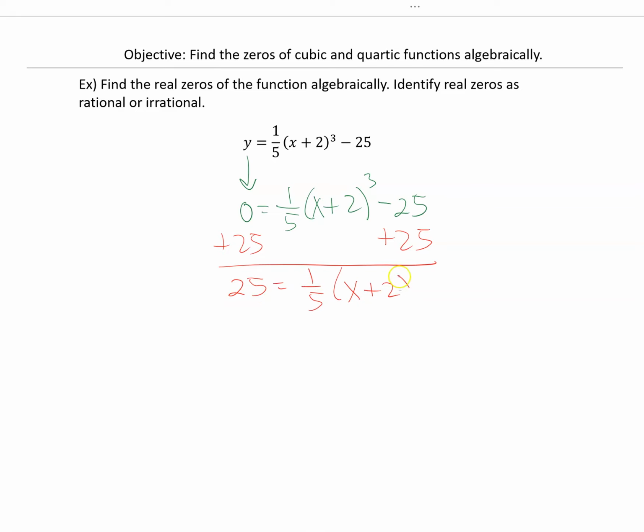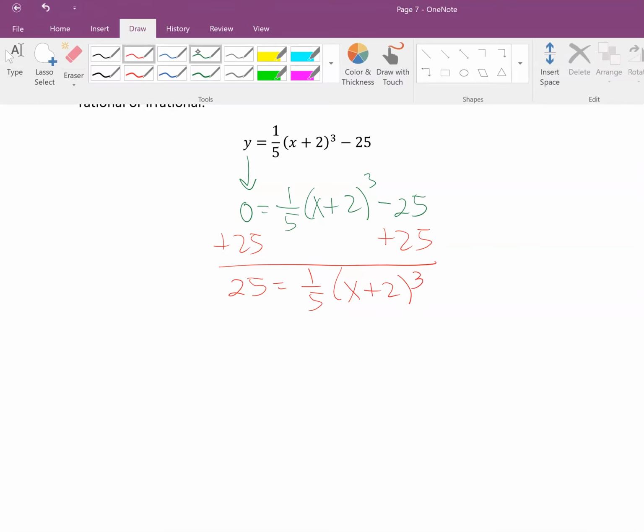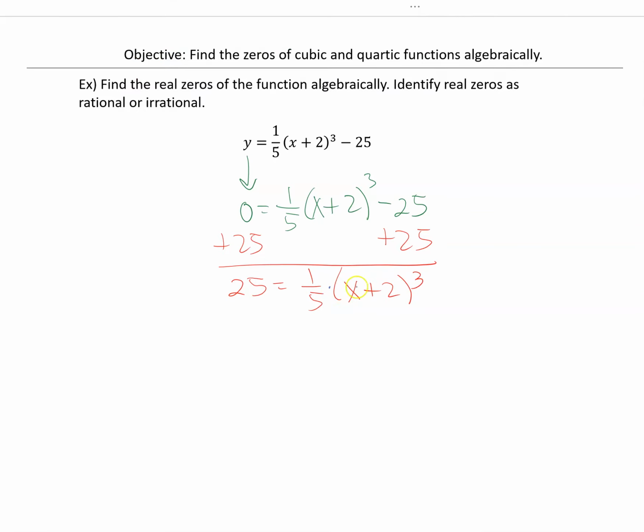Then here we recognize that we have to undo the multiplication between the 1/5 and the quantity cubed. So to undo, it would be like, remember, dividing by 1/5. The rule for division by a fraction is to multiply by its reciprocal. So the easiest way to undo this is to multiply by the reciprocal of 1/5, which would be 5. So this gives us 125 now equals x plus 2 quantity cubed.